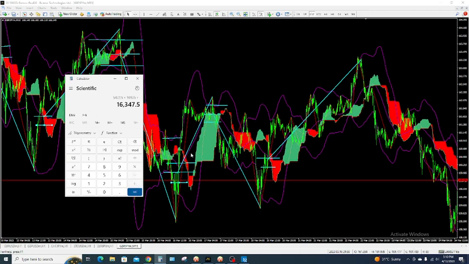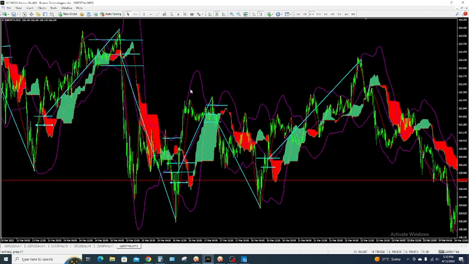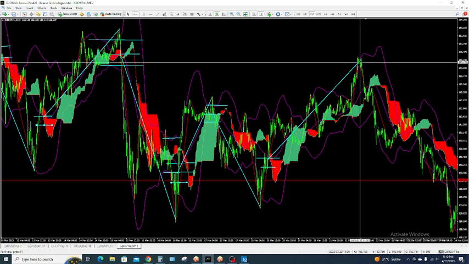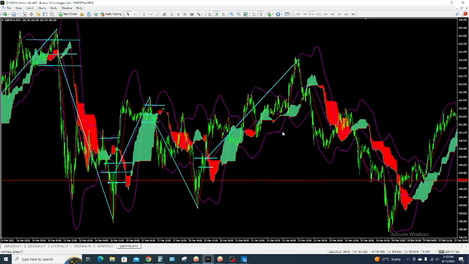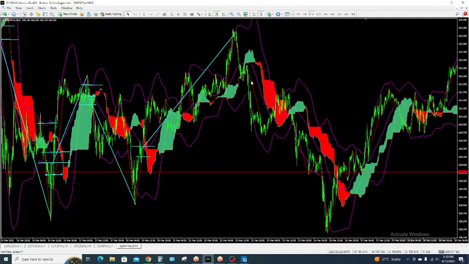So I'm in 16,000 right now. I'm now in 16,347. $16,347 is what I have now. And I've been able to turn my $1,000 to $16,347 from the 1st of March to the 22nd of March. That is great. From the 1st to 22nd of March.